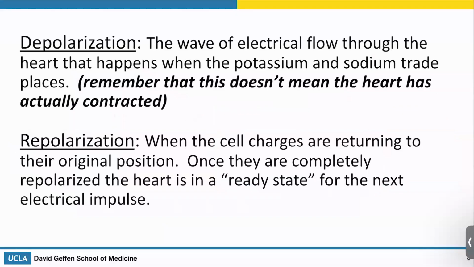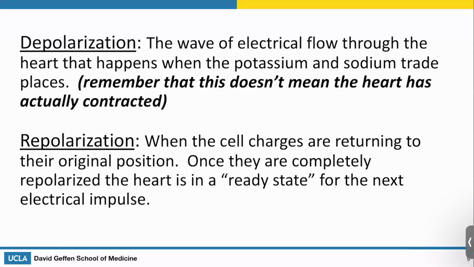Now, let's go back to those words we were hearing. We were hearing depolarization and repolarization. So depolarization is the wave of electrical flow through the heart that happens when the potassium and sodium trade places. So remember, this doesn't mean that the heart is actually contracted. And repolarization is when the cell charges are returning to their original position. Once they're completely repolarized, the heart is in a, quote, ready state for that next electrical impulse, right?